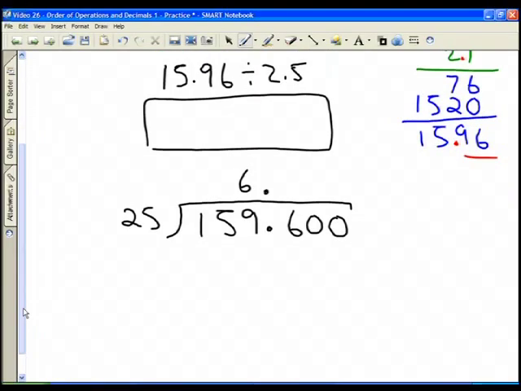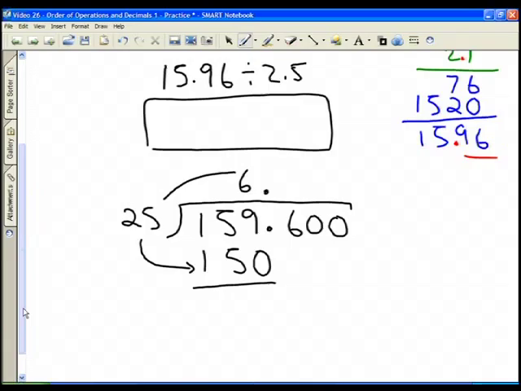And I'll just draw the lines for my first one here. 6 times 25 is 150, and 150 carried down here. And now I subtract. 159 minus 150 is 9. And notice again that this number is smaller than this number, so I know I've chosen the right number on top here.